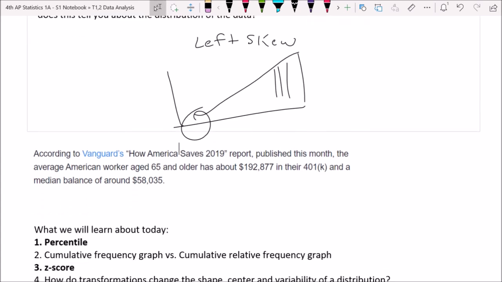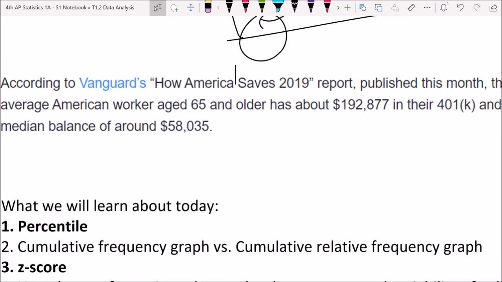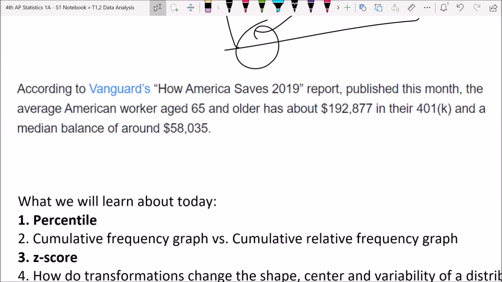Here's another one, so let's try it again. According to Vanguard's How America Saves 2019 report, published this month, the average American worker has about $192,877 in their 401k account and a median balance of $58,035. Wow, a situation where the average is triple the median? Holy moly. That tells us that there is a serious right skew.